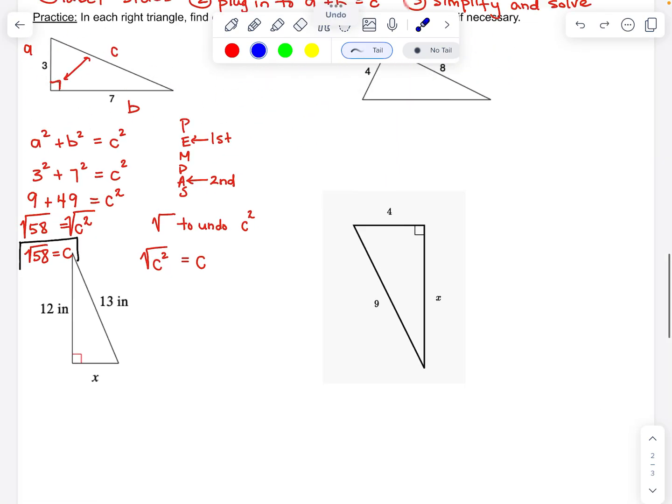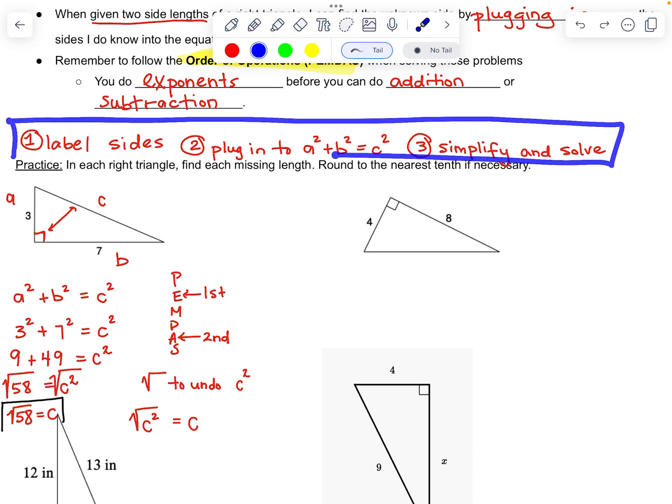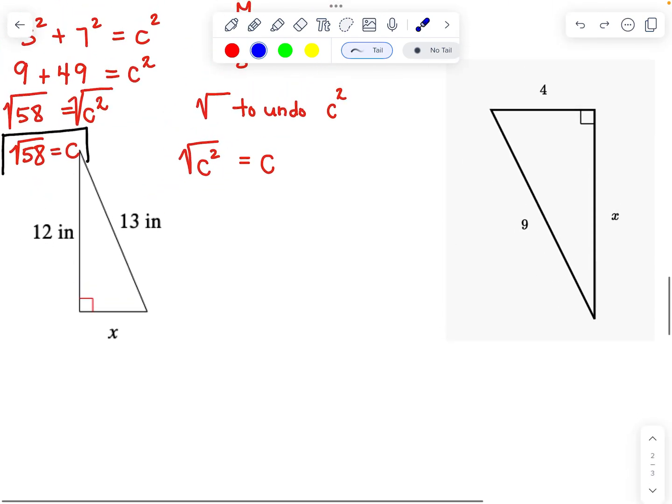And again, we're going to follow some steps. So here's our steps. Step 1, label the sides, A, B, and C. Step 2, plug in all the values that you have into a squared plus b squared equals c squared. And step 3 is simplify and solve. So here we go. We're going to repeat the process on this problem here.